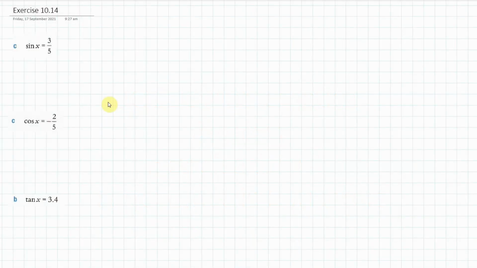Okay, welcome guys. We're looking at trigonometry today and solving trigonometric equations. Some nice simple ones here. We're working between 0 and 360.